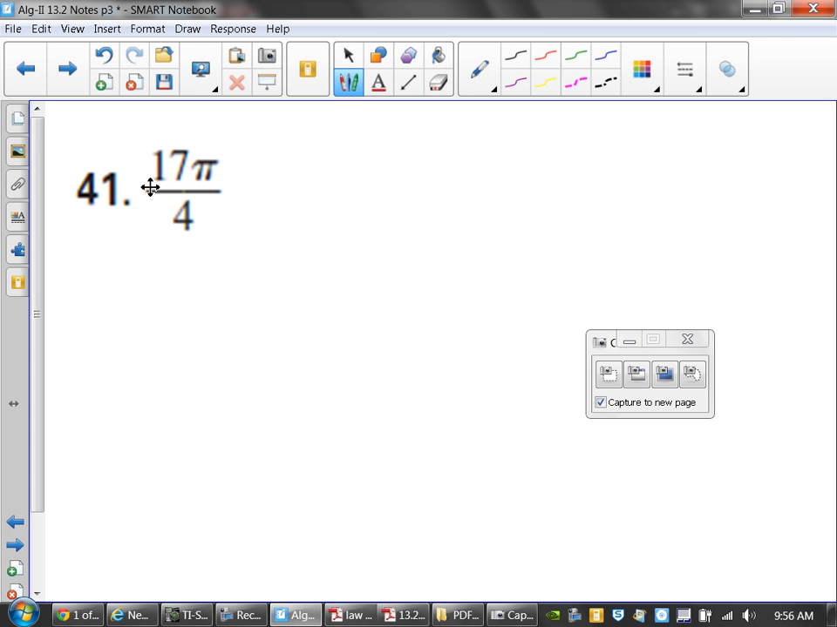around the circle, I'm just going to write it as 17 pi over 4, and I'm going to subtract out 2 pi. But instead of subtracting 2 pi, I'm going to subtract it with a common denominator. What would be 8 pi over 4? What is 2 pi as a fraction of the common denominator of 4? Okay. So what's 17 minus 8? 9.